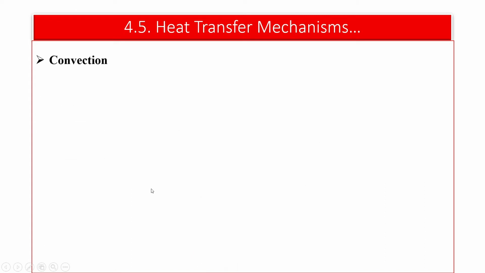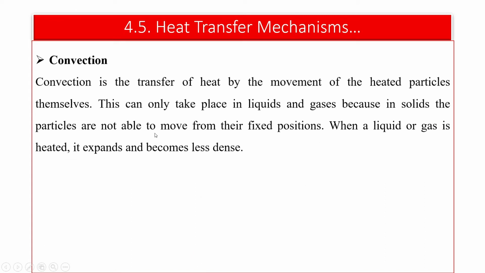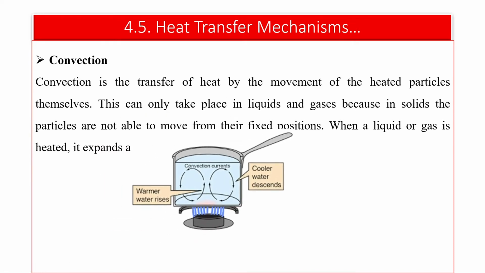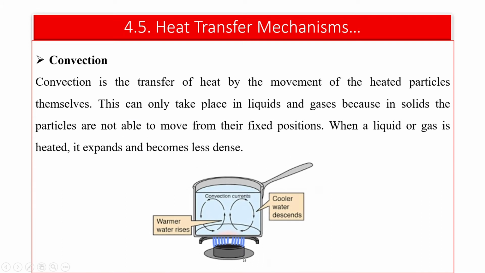And the other one is convection. To elaborate more, convection is a transfer of heat by the movement of heated particles themselves. This can only take place in liquids and gases, because in solids the particles are not able to move from their fixed positions. That's the reason we get convection only in these two. So when a liquid or a gas is heated, it expands and becomes less dense. This is the best example that we have.